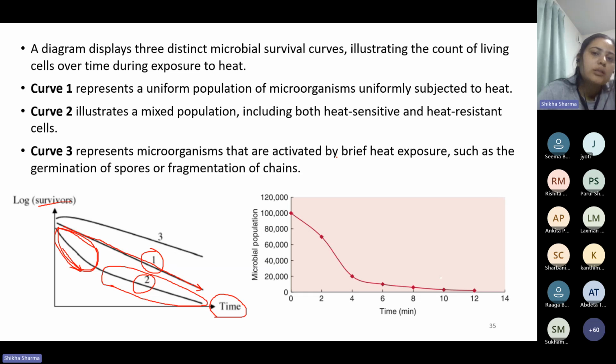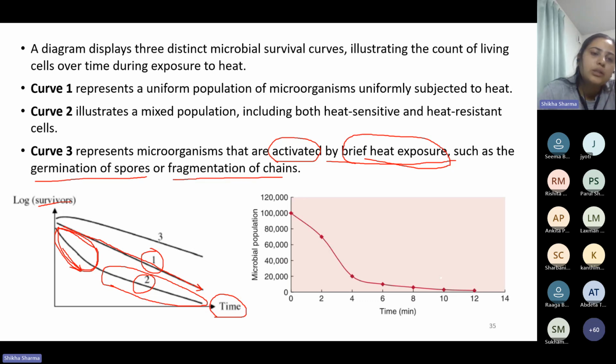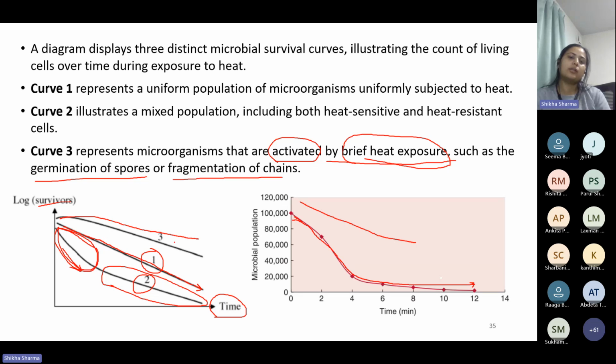In the spores, which we know as microbial spores, when they get the heat, they are activated by the brief heat exposure. There can be germination of the spores or fragmentation of the chains. Usually our full grown cells decrease exponentially with time, and then they become constant, right? This is not the semi-log curve, this is the normal curve. But if it's a semi-log curve, it will show like the one shown in one.